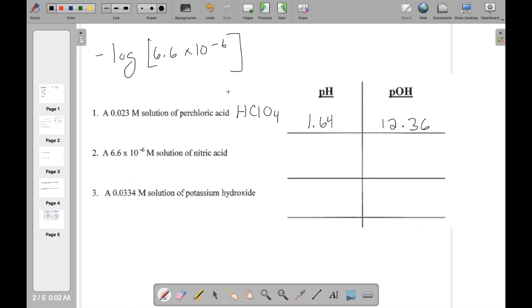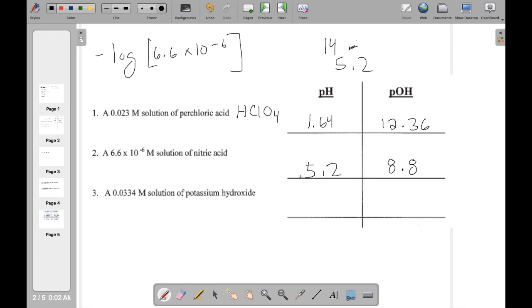Minus the log of 6.6 times 10 minus 6 equals, and I get a pH of around 5. I'm just going to round up, make it easier, 5.2. Okay, so 14 minus 5.2 will give me the pH. All right, so I'm going to get 8.8 or so.